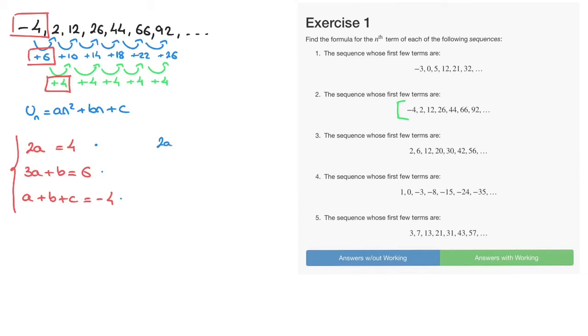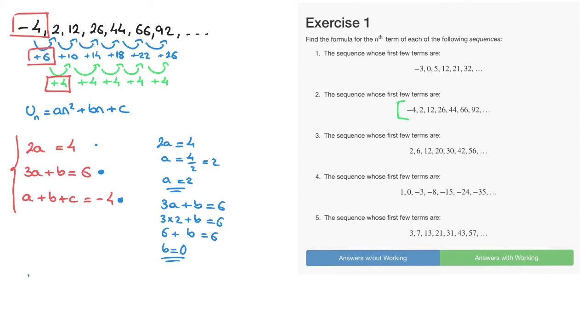So the first one, 2a = 4, means that a = 4/2 = 2. So a is equal to 2. We now move to the second equation. We have 3a + b = 6. Replacing a by 2 leads to 3 × 2 + b = 6. Therefore, 6 + b = 6, and therefore, b = 0. Done.